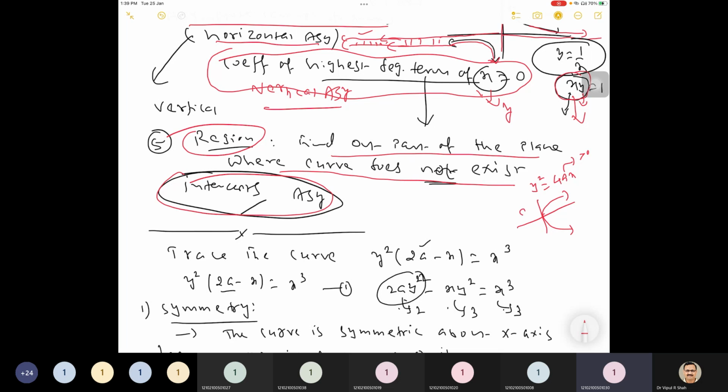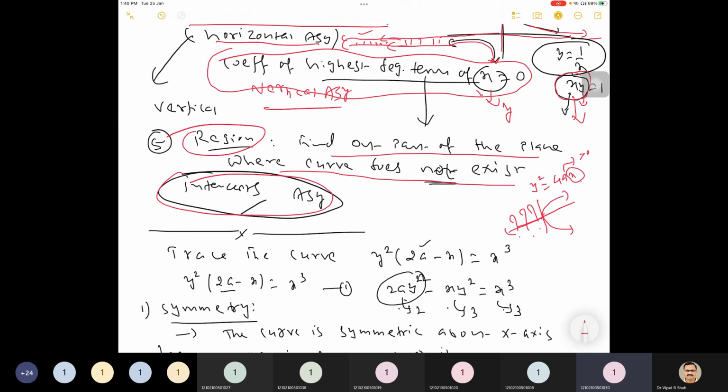Now see, this is the part where curve does not exist. This is the part where curve does not exist. So that kind of things we need to find out in the region, and it is easy. See, if I take x to be negative, then y square is negative, and therefore y is not possible. Real y is not possible. That means wherever x is negative, no part of curve exists. So these are the part. This is the part where x is negative, and no curve exists. Understand, everyone?